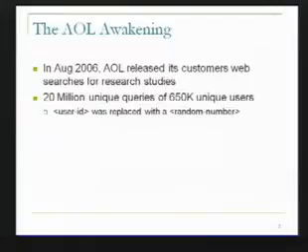In August 2006, AOL, American Online, released the web searches of its customers for research studies. The query log they made public had almost 20 million queries from 650K unique users. The anonymization they did was to replace the user ID with a random number. The query log contained a timestamp, the actual user query, and also the URL they clicked after getting the results. It turned out the anonymization was not sufficient.